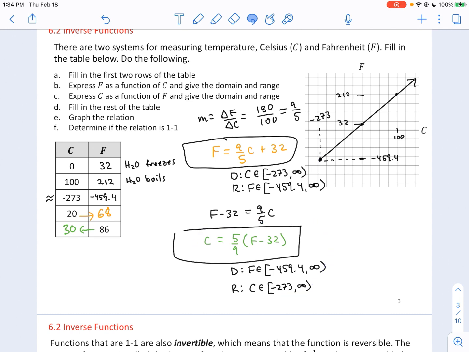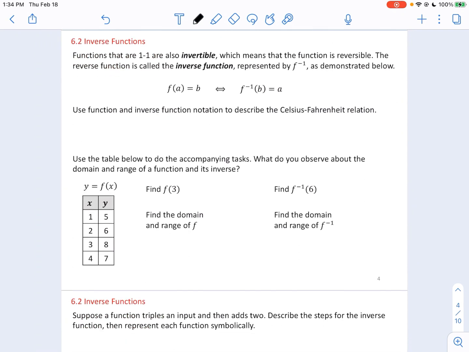And then is this a one-to-one function? Well, look at the graph. This is a linear graph. It's a ray. It's a line that starts at a point and goes forever in one direction. But all diagonal lines and portions of diagonal lines will be one-to-one. They'll pass the vertical line test and horizontal line test. So this is a one-to-one function. Functions that are one-to-one are also invertible, which means that the function is reversible.